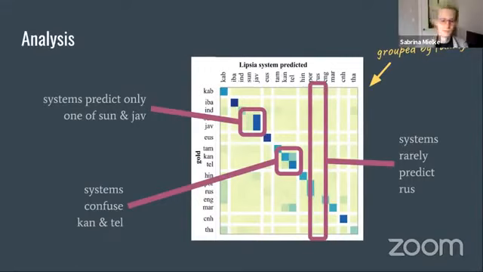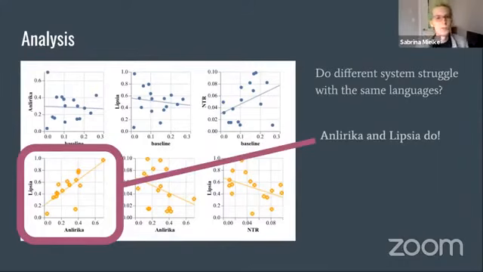Another thing we can look at is, do the different systems struggle with the same languages? That is, we can correlate their F1 scores for every individual language and see what happens. Now, this is a lot of plots. I really only want to zoom in on this one because I think it shows the clearest correlation. This is the correlation between the number 1 system, Lipsia, and the number 2 system, Lyrica. And you can see that there are really some languages on which both of them have very high F1 scores, and other languages on which both of them have a very low F1 score. So there really is something about the languages or the data that makes things intrinsically harder or easier to find out.